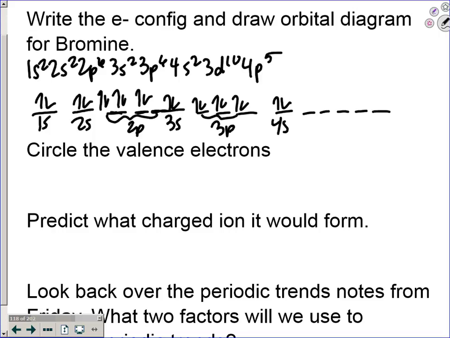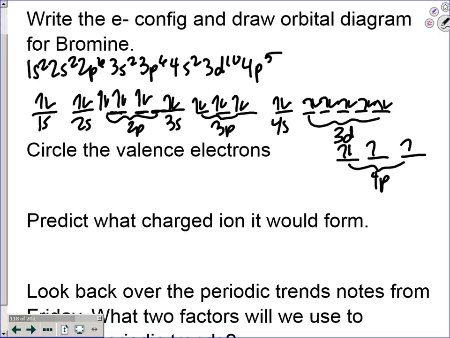3s2, 3p6, 4s2. What is this supposed to be labeled? Okay, so 3d, 1, 1, 1, 1, 1, 2, 2, 2, 2, 2, right? So there's a total of 10 electrons in D block. And then what comes next? How do I draw that? 3 lines, calling them all collectively 4p, and how do I fill it? Up, up, up, down, down, right?